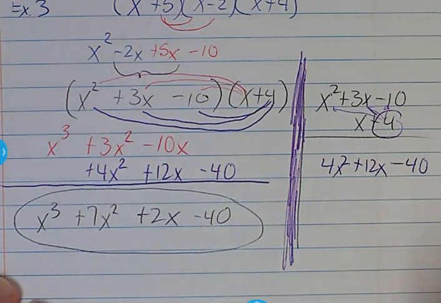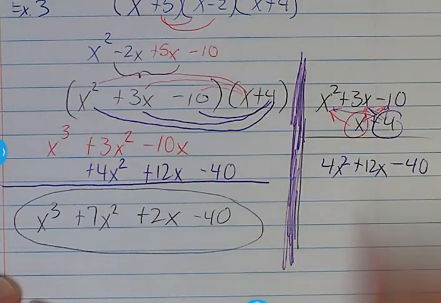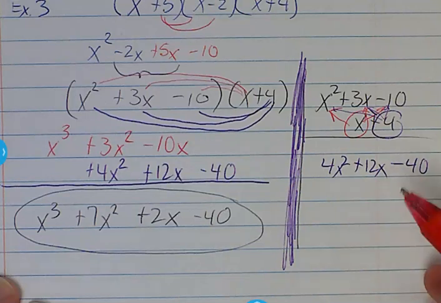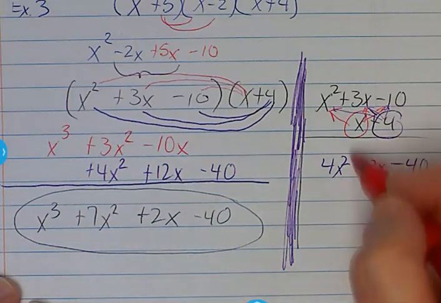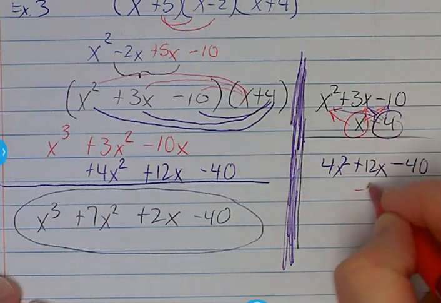Okay, and then you would do the same thing with x. You would do x times this number, x times this number, and x times that number. And when you do x times negative 10, that's negative 10x. And if y'all remember, like when you did the old multiplication, how you put a placeholder, this one, same thing. You've got a placeholder that's here. So when you do x times negative 10, you've got to start it right there.